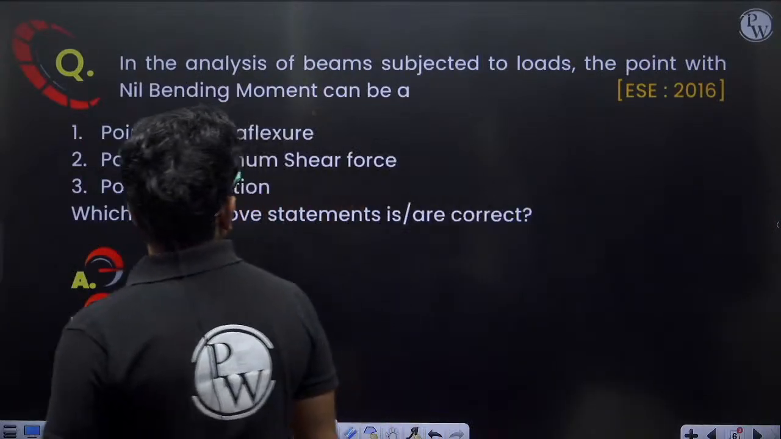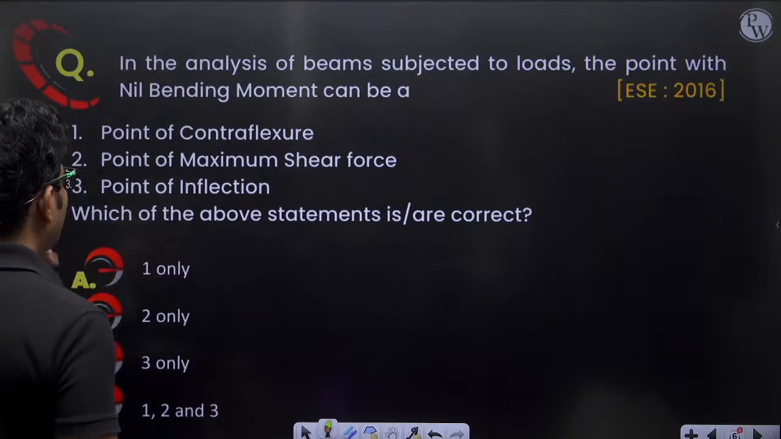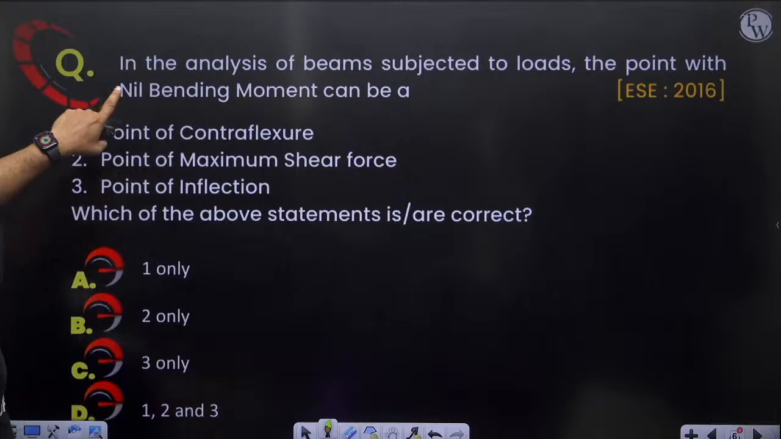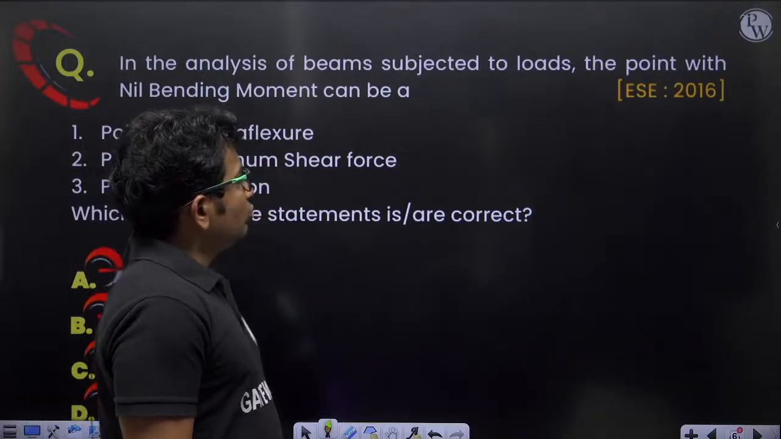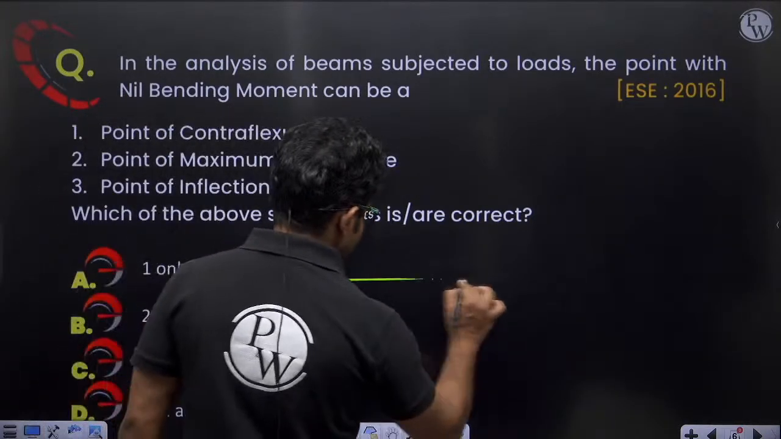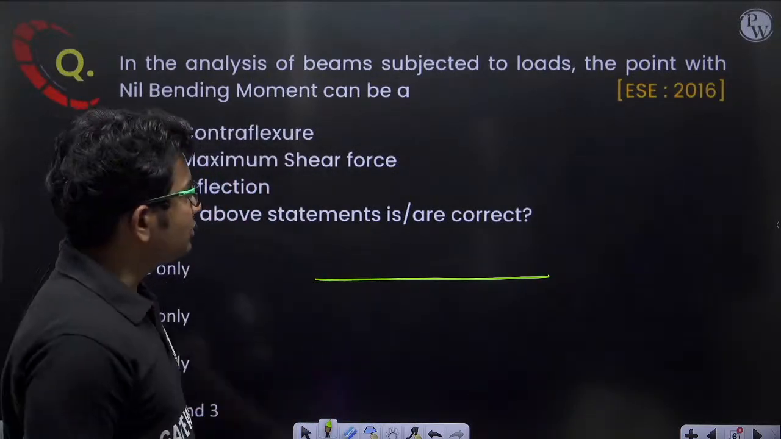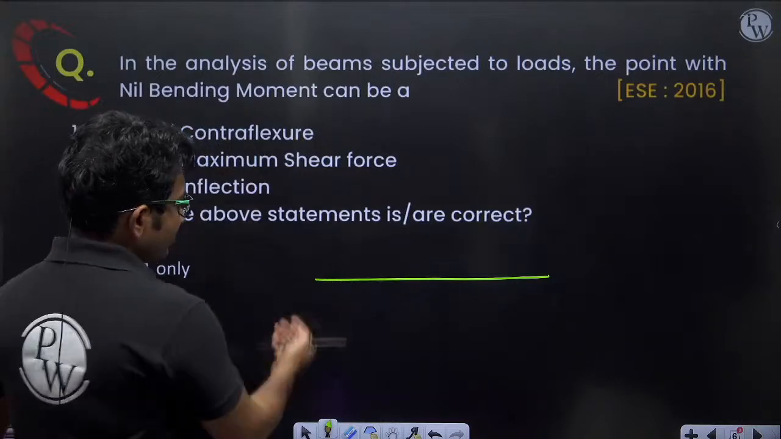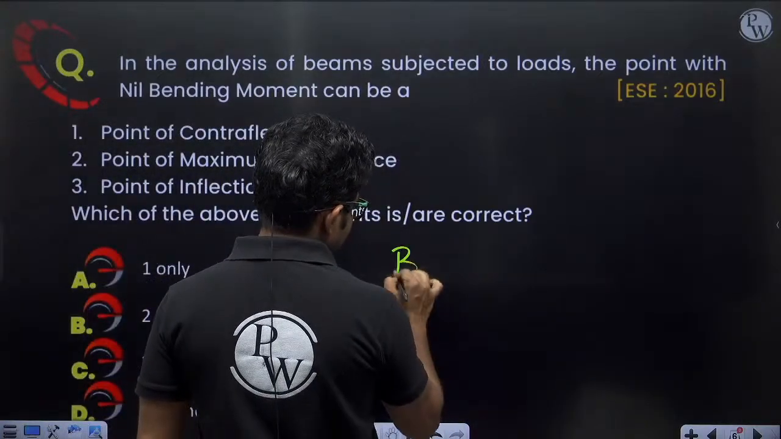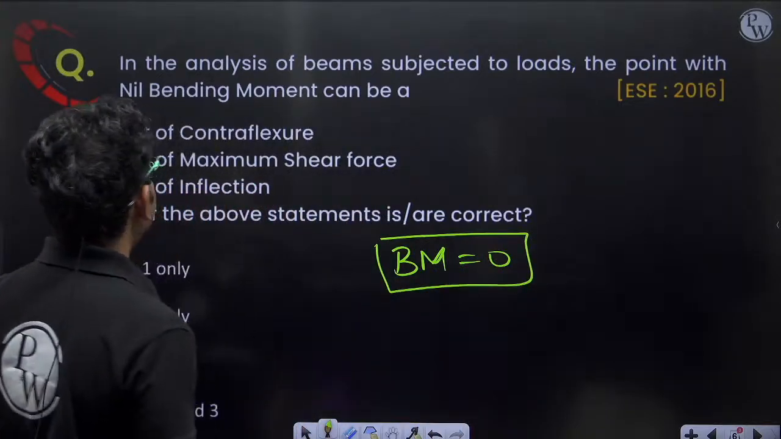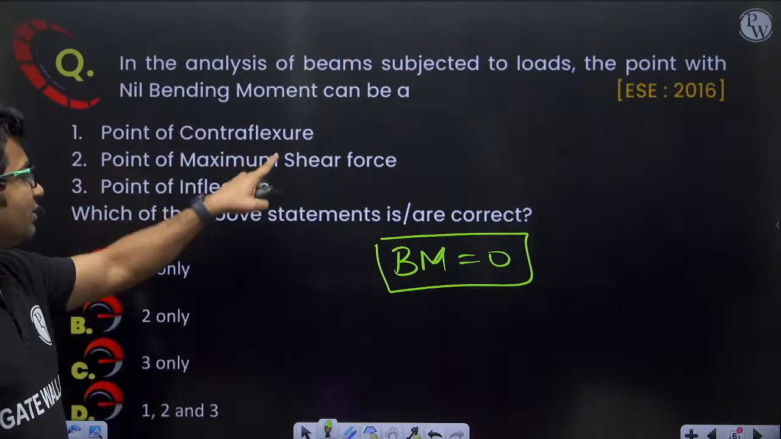In the analysis of beam subjected to loads, the point with nil bending moment can be a. So we are having beams, and these beams are subjected to some loads. The point with zero bending moment, any point at which bending moment is zero, can be a point of contraflexure. Yes.